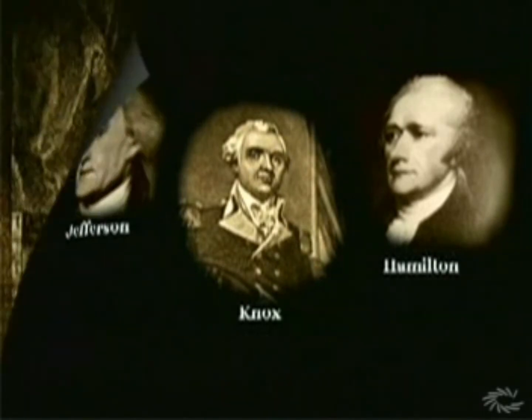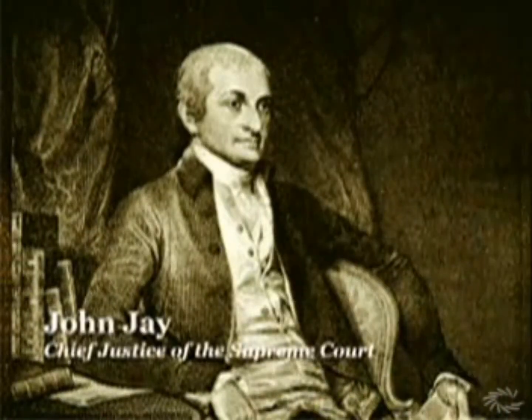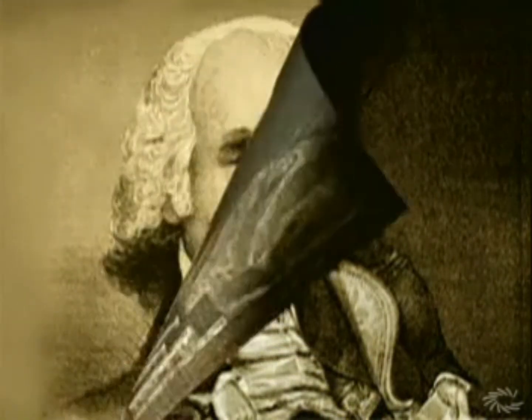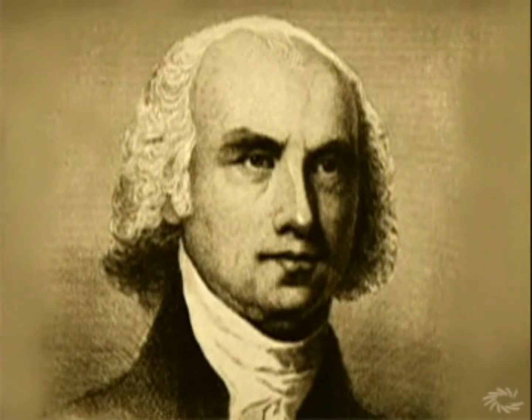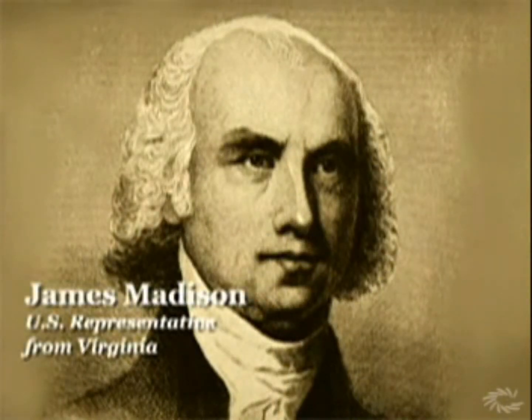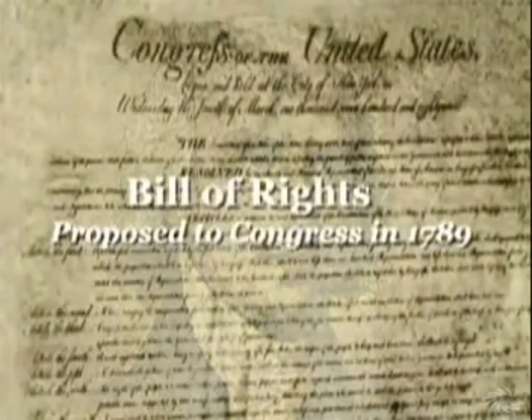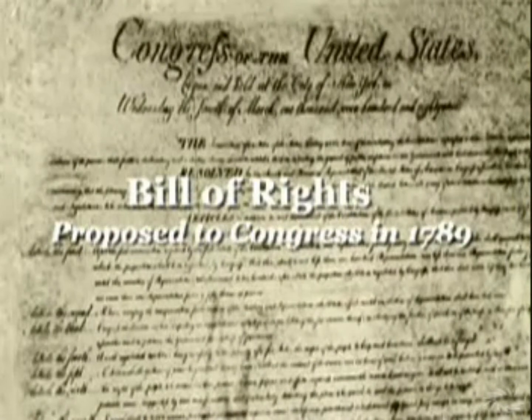Furthermore, President Washington nominated John Jay, a prominent lawyer and figure in New York politics, to be Chief Justice of the new Supreme Court, the nation's highest court. And as Washington continued to choose people to serve in the federal government, James Madison, United States Representative from Virginia, proposed 10 amendments to the new Constitution called the Bill of Rights that were designed to safeguard personal freedoms.